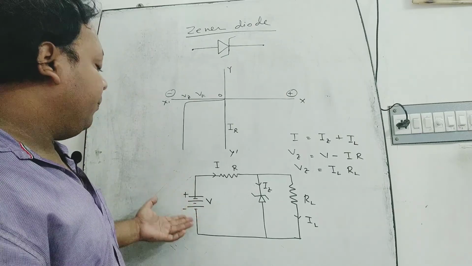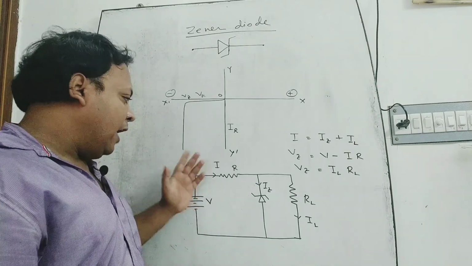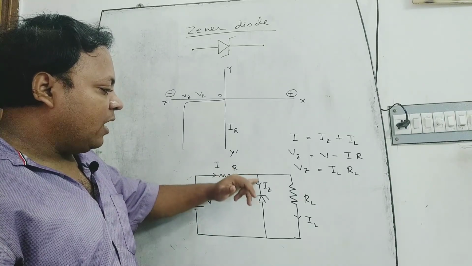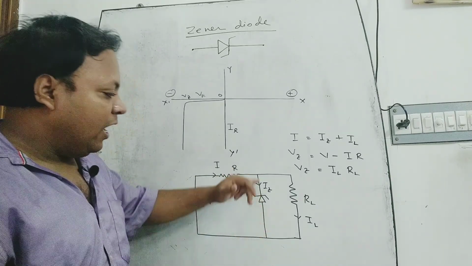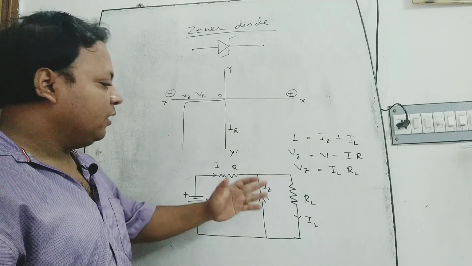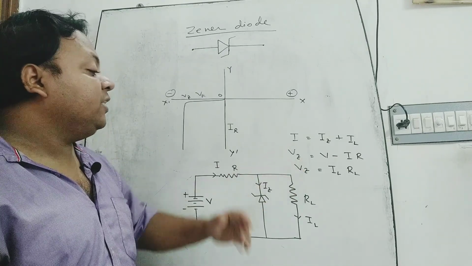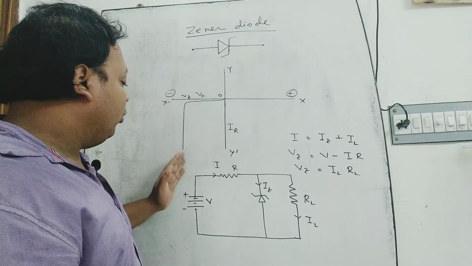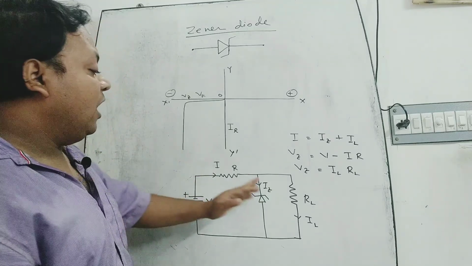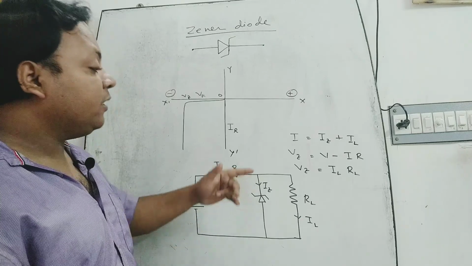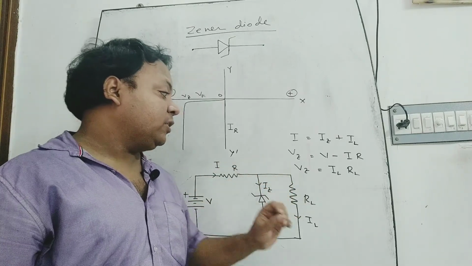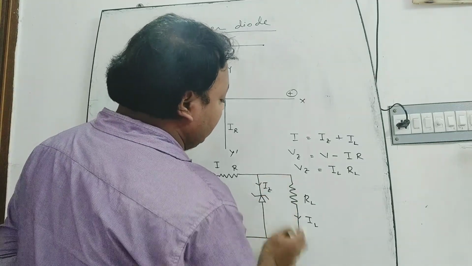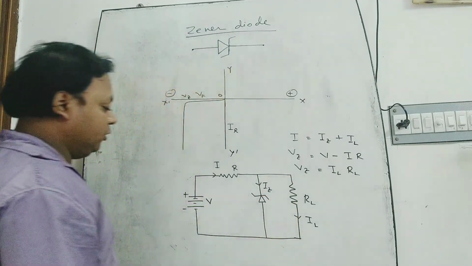When the current I increases, the maximum current passes through IZ, but the value of VZ remains constant. When the current decreases, IZ also decreases, but the value of VZ remains almost constant. That's why the potential difference across RL always remains constant.